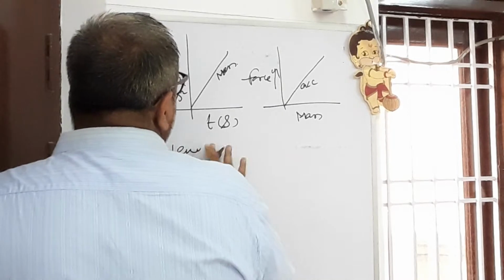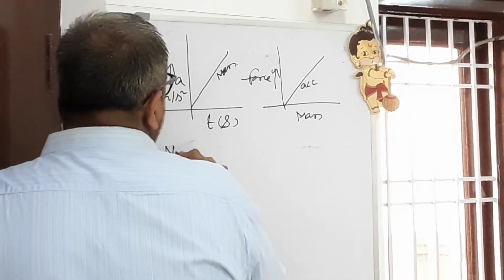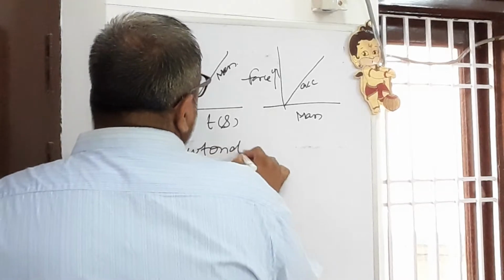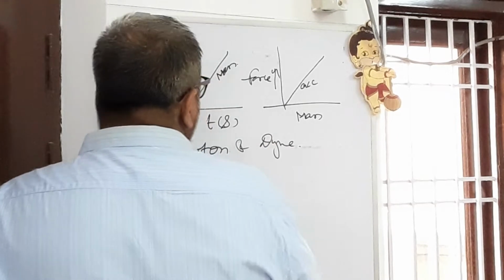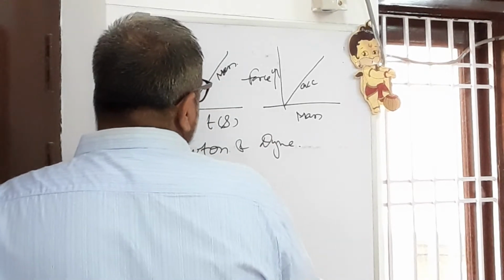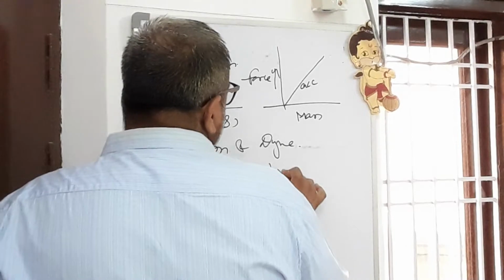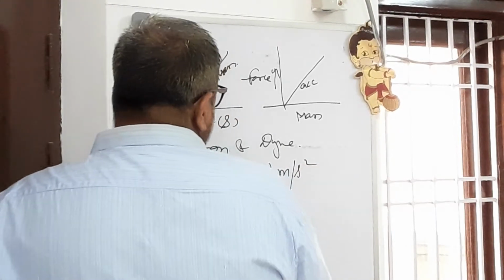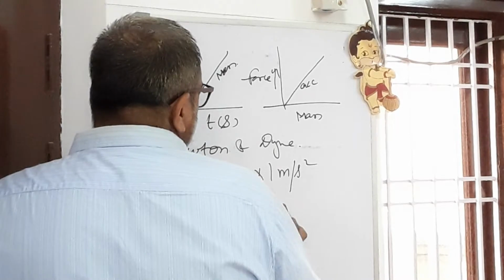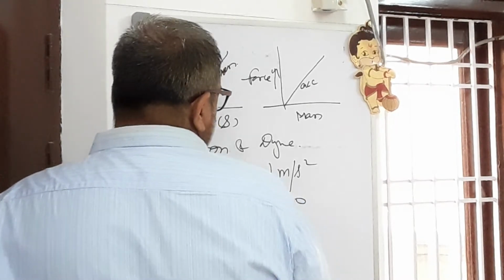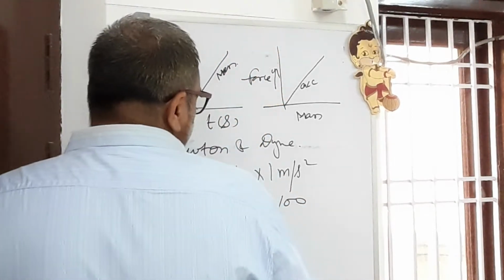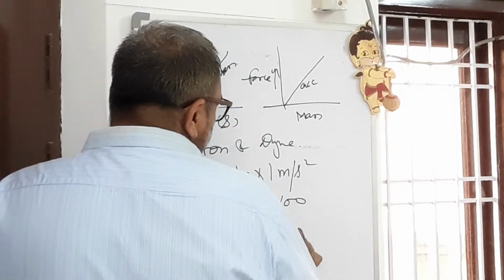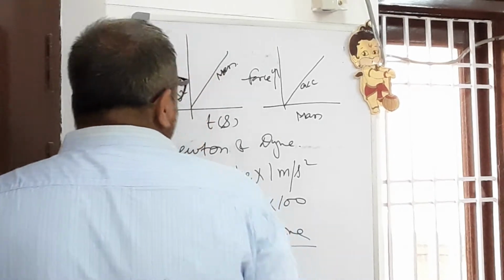Newton and dyne. 1 Newton is equal to 1 kg into 1 meter per second square. 1 kg is 1000 grams, 1 meter into 100 centimeters, so 1 Newton is equal to 10 to the power 5 dyne. Relationship between SI and CGS unit.